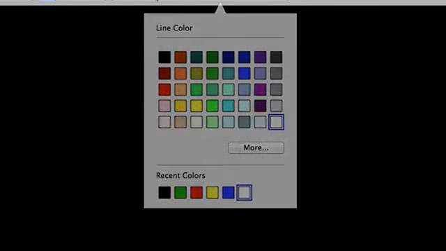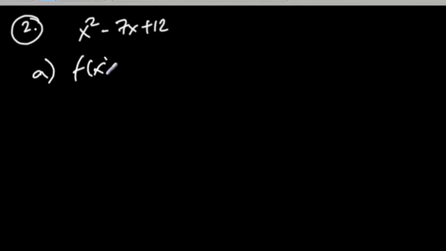All right, so let's move on to the next one, which is pretty much the same thing, but now for a different problem. So number 2 was x squared minus 7x plus 12. So A says rearrange it, and it's pretty much already rearranged, so we don't have to worry about that. So it's x squared minus 7x plus 12.